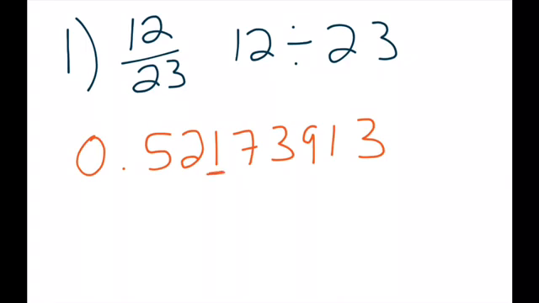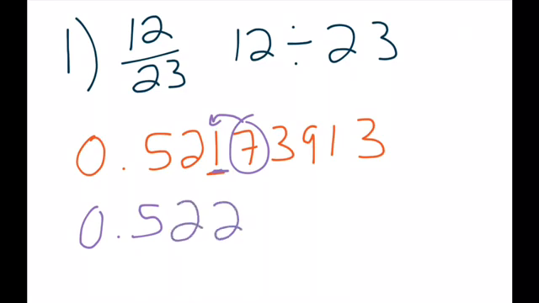Thousandths is the third place after the decimal. And I can see the number to the right of it is a 7. Since this number is 5 or greater, it's going to bump this 1 up to a 2. So to round to the nearest thousandths is going to be 0.522. Then we want to convert this to a percent.